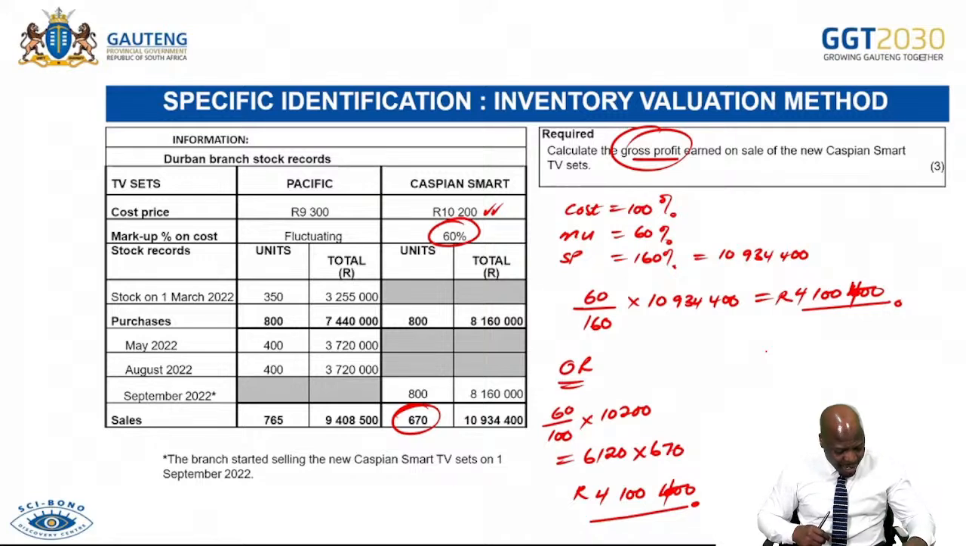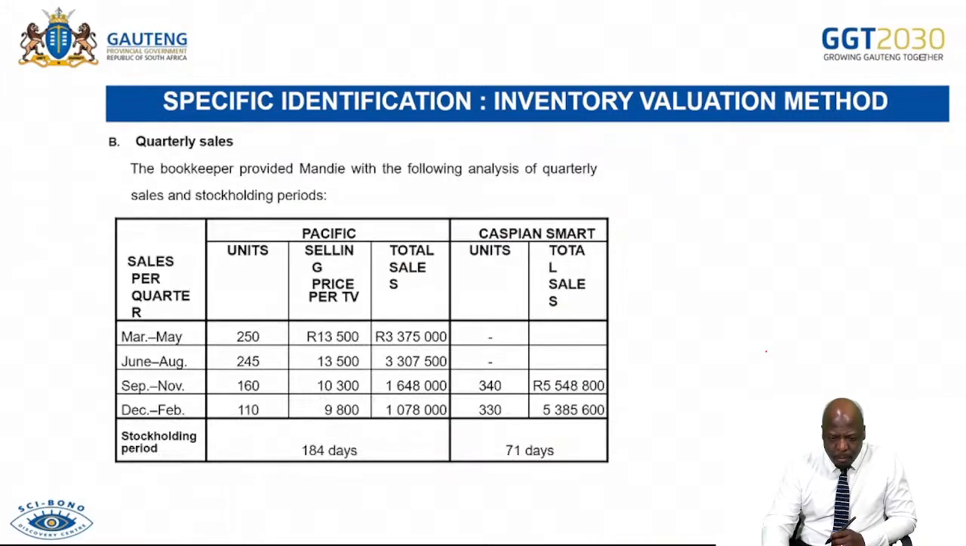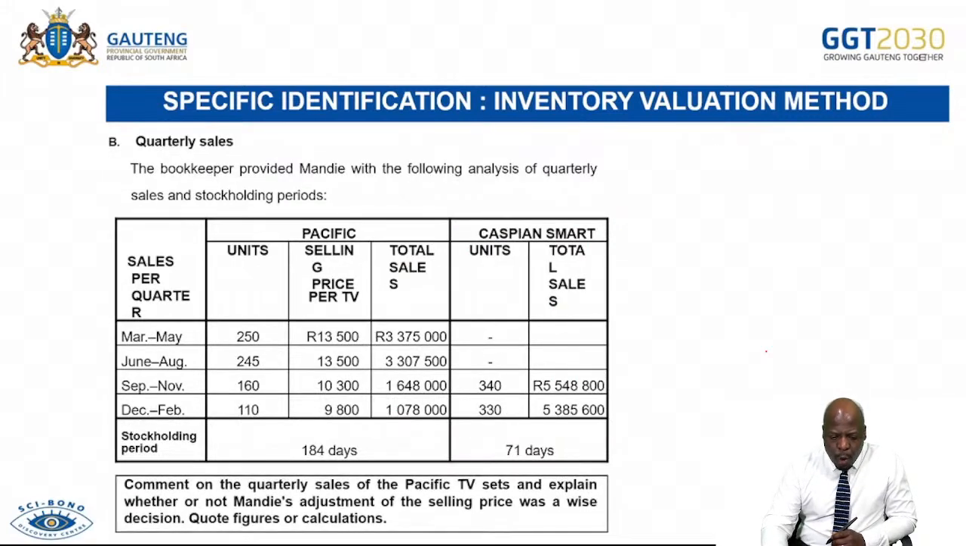All right, so let's go on to the next question. And then the next question says, comment on the quarterly sales of the Pacific TV sets. So now we need to comment on the quarterly sales of the Pacific TV sets. Okay, so this is the Pacific. And explain whether or not Mandy's adjustment of selling price was a wise decision.